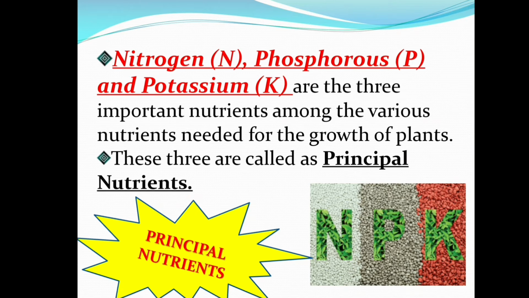Nitrogen is represented by the symbol N. Phosphorus is represented by the symbol P. And potassium is represented by the symbol K. So NPK, these are the principal nutrients: nitrogen, phosphorus and potassium.